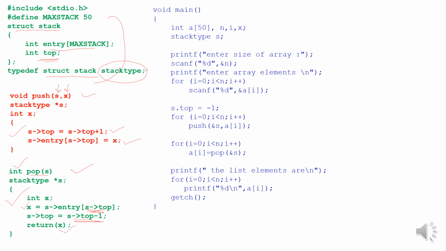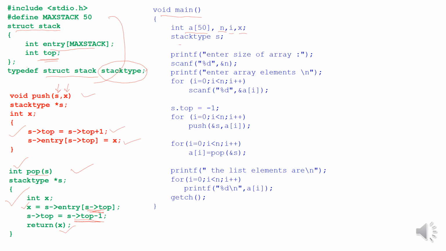How to utilize this push function and pop function in the main function? Let me explain. So main function. A program may contain any number of functions, but execution starts with the main function. We have defined an array of 50. There may be any number of elements, right? Not only 5 elements, any number of elements you can have in the array, and all the elements can be rearranged in reverse fashion. So a of 50, then n, i, x. n may be the number of elements in the array, i is used for index, and x is the element.